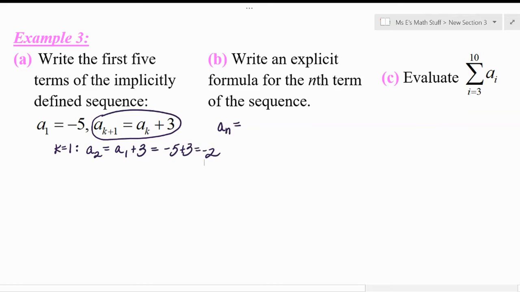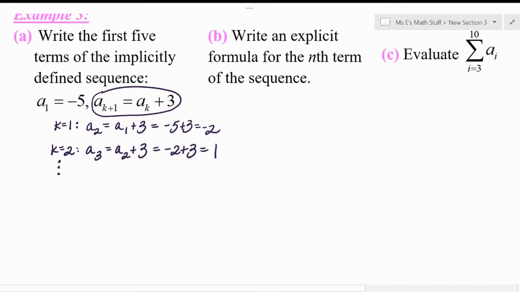So there you go. You could ask what would happen if k was 2, and it would tell you a sub 3 would be a sub 2 plus 3. And sooner or later, you'll see, oh my goodness, this is just arithmetic, and they just keep adding 3. So you'd have negative 2 plus 3, which would be 1. You could keep up at this. You could totally just do this, and it will always work. But sooner or later, I'm hoping that we're all just comfortable with just keep adding 3.